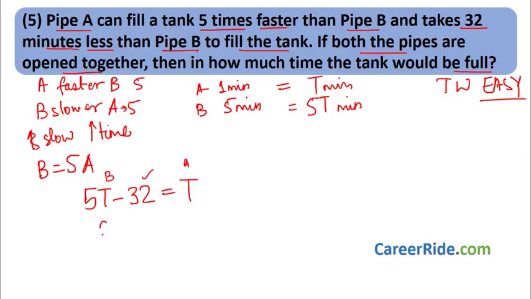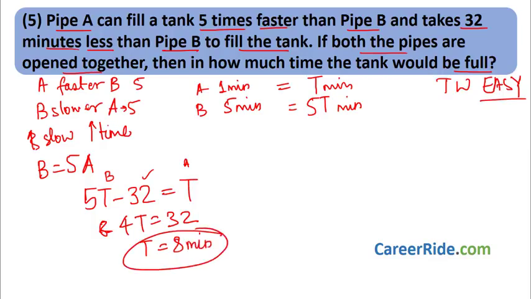So what would this be? This would be simply 4T equal to 32, T equal to 8 minutes. That means A takes 8 minutes to fill the tank. So how much will B take? B is 5 times A. So B will take 5T, that is 5 into 8 is 40 minutes, right?